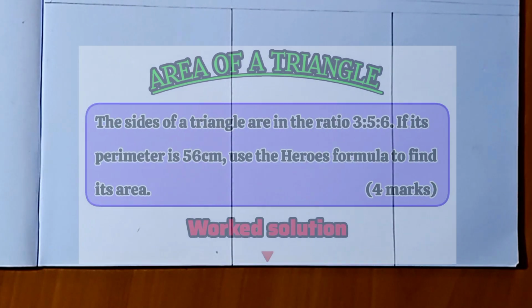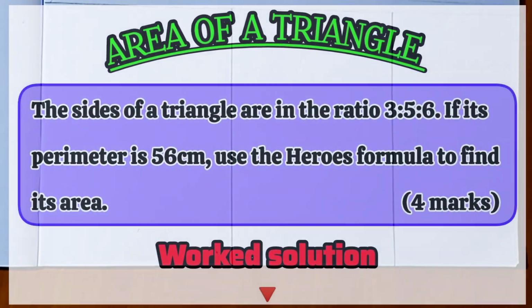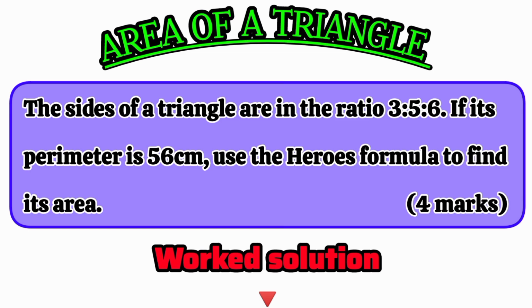Hello, welcome back. In this question we have today, it states that the sides of a triangle are in the ratio 3:5:6. If its perimeter is 56 centimeters, use Heron's formula to find its area. So the aim of this question is to use Heron's formula in calculating the area of a triangle.